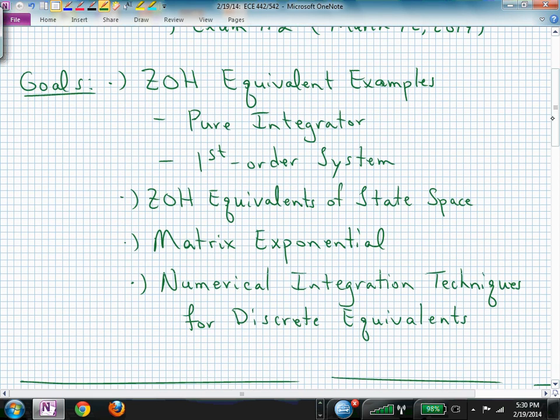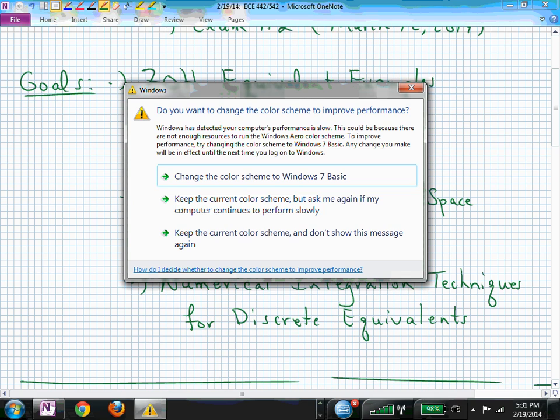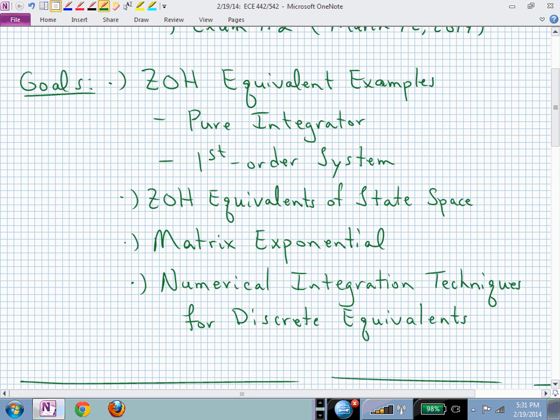Today what I want to do is continue with our discrete equivalent discussion, and ideally we will finish up zero order hold equivalents. We'll look at a couple of other zero order hold equivalents in the classical way of deriving those, the pure integrator and the first order system model. Then we will look at how we can find zero order hold equivalents directly in state space, and for finding zero order hold equivalents, that actually might be the more effective way to do it in practice: have a state space representation and allow that to do the number crunching.